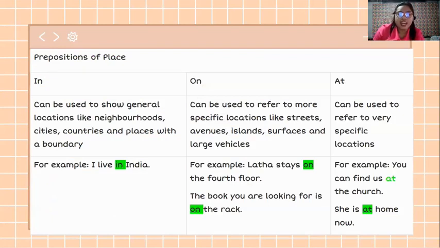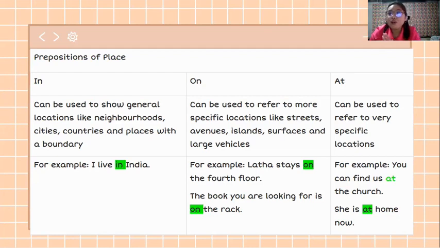Prepositions of place: in, on, and at. When it comes to in, it can be used to show general locations like neighborhoods, cities, countries, and places with a boundary. For example, I live in India. On can be used to refer to more specific locations like streets, avenues, island surfaces, and large vehicles. For example, Lata stays on the fourth floor. The book you are looking for is on the rack, meaning on the surface.